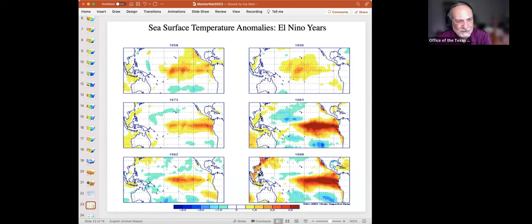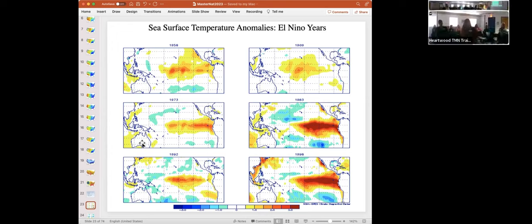Okay, El Nino is a phenomenon in the tropical Pacific Ocean. The main feature of it is unusually warm ocean temperatures near the surface. So here are six different El Nino years showing how temperatures compared to normal along the equator. You're looking from South America across to Australia and Asia.